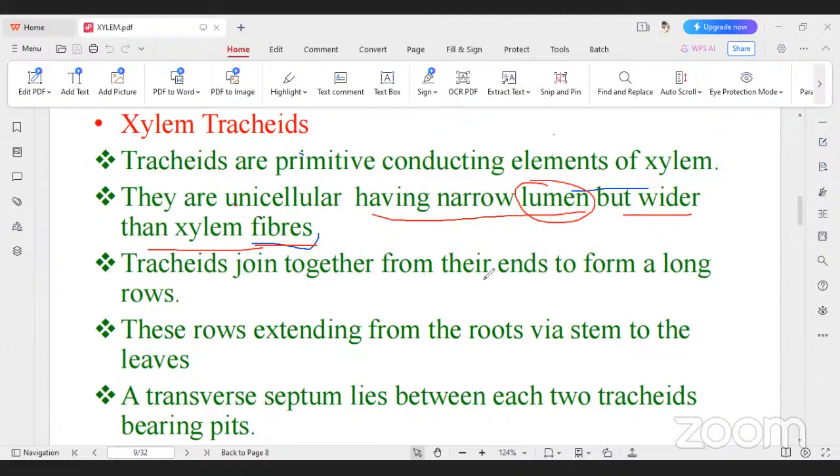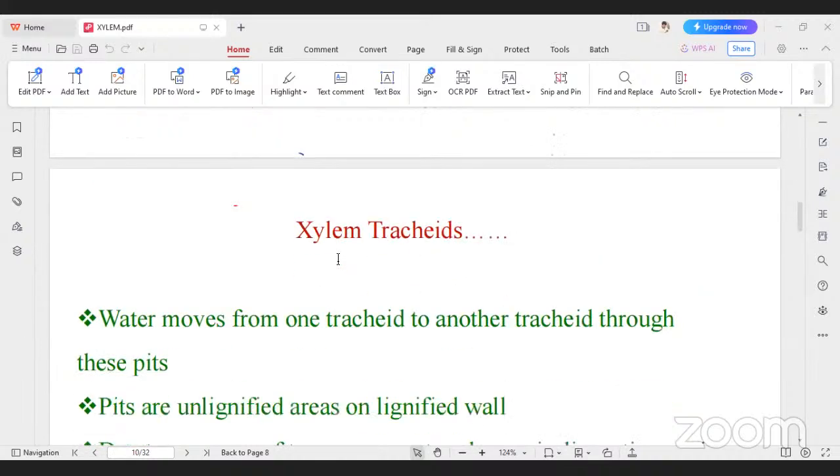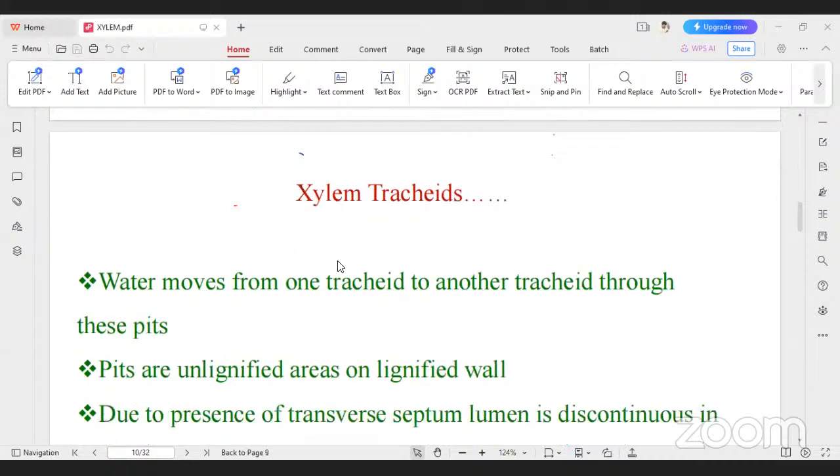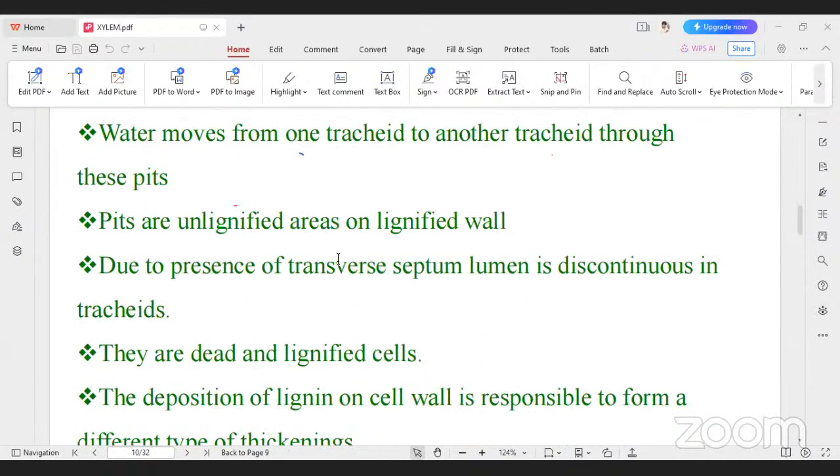Tracheids join together from their ends to form longer rows. These rows extend from the roots via the stem to the leaf. The transverse septum lies between two tracheids. I already told you about the connection with the help of pits. With the help of tracheids, water moves from one tracheid to another through their pits.